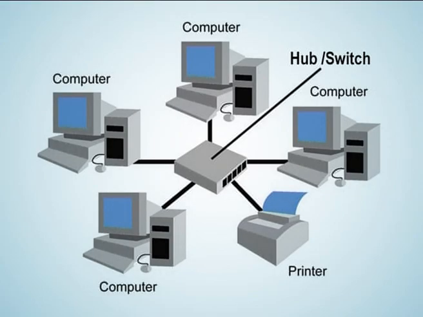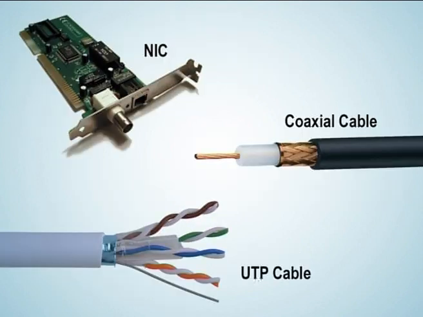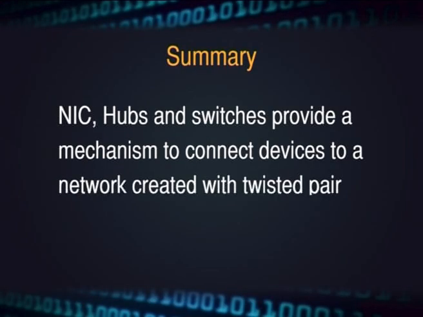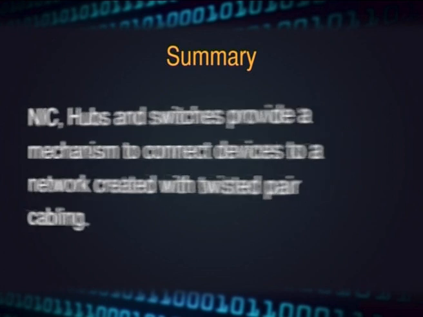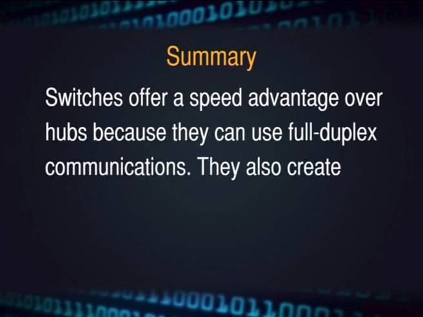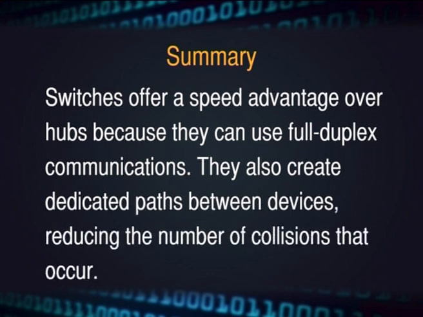Many devices are used to create networks, and we have discussed basic network hardware devices in this lesson. The devices discussed in this lesson are vital for the network as well as for the real world. NIC, hubs and switches provide a mechanism to connect devices to a network created with twisted pair cabling. Switches offer speed advantage over hubs because they can use full duplex communications. They also create dedicated paths between devices, reducing the number of collisions that occur.